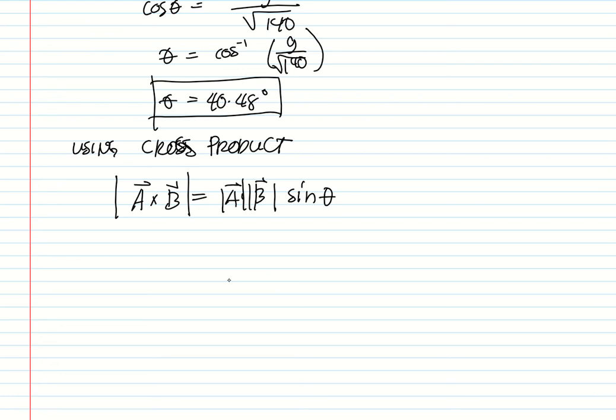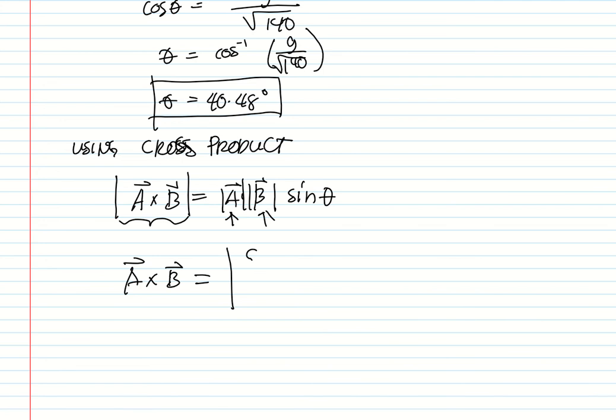And after that, we already determined the magnitudes of A and B. So what we do next is to determine this value here. It's also a scalar quantity because it's the magnitude. So first, determine A cross B. Without using the formula, we can use the determinant method that we also discussed.